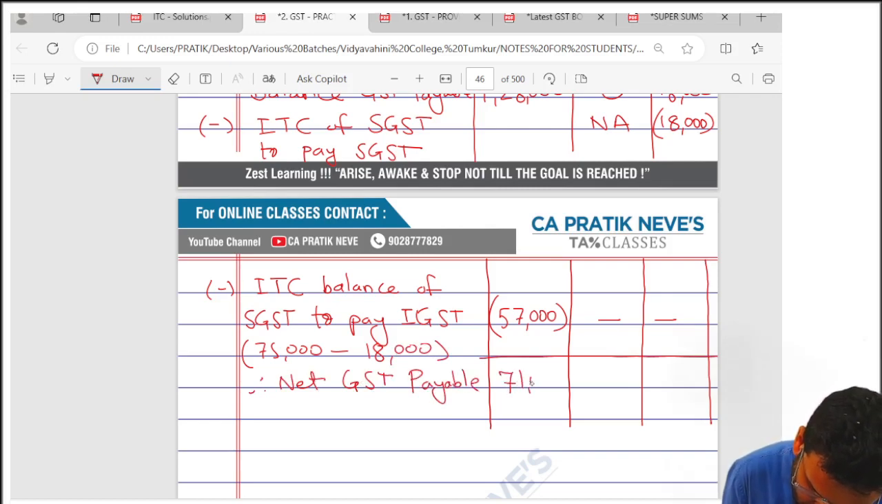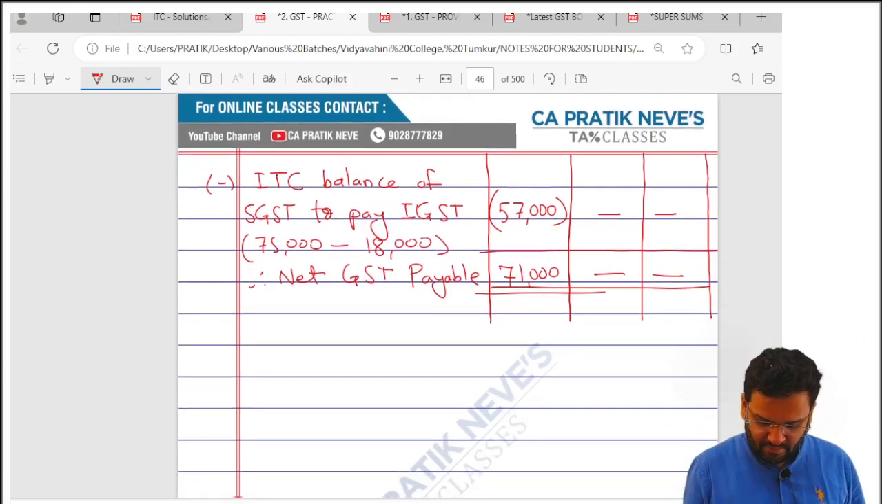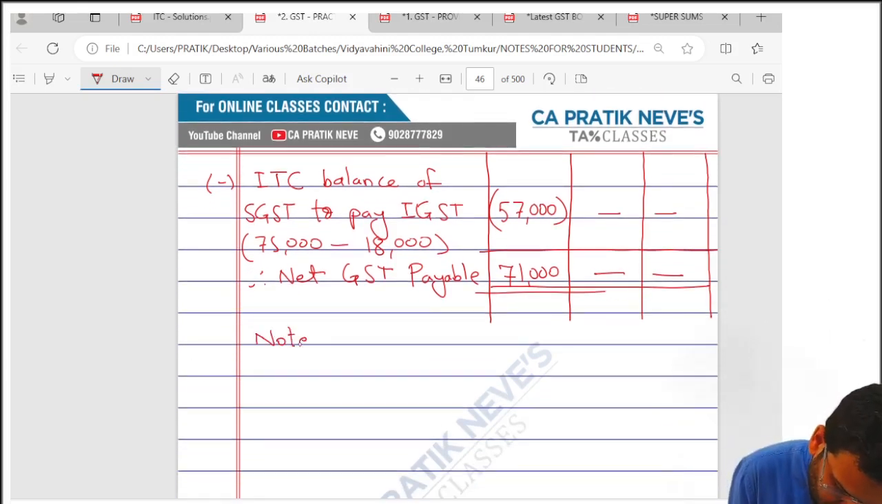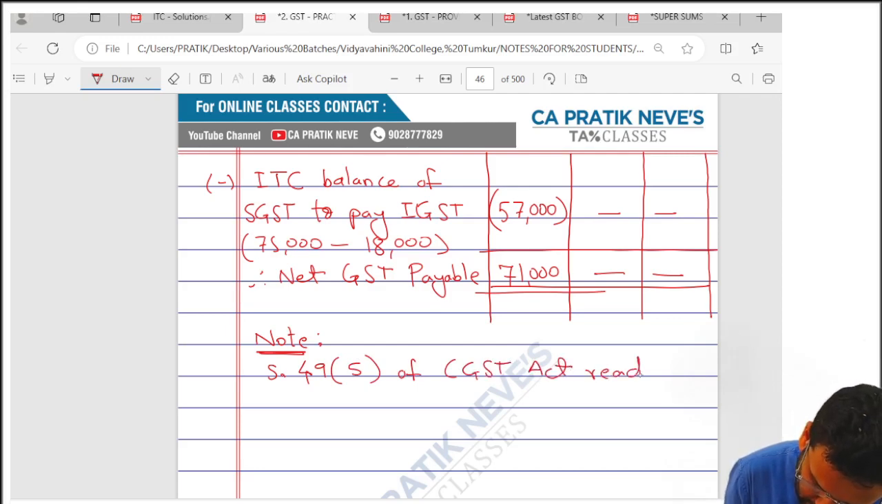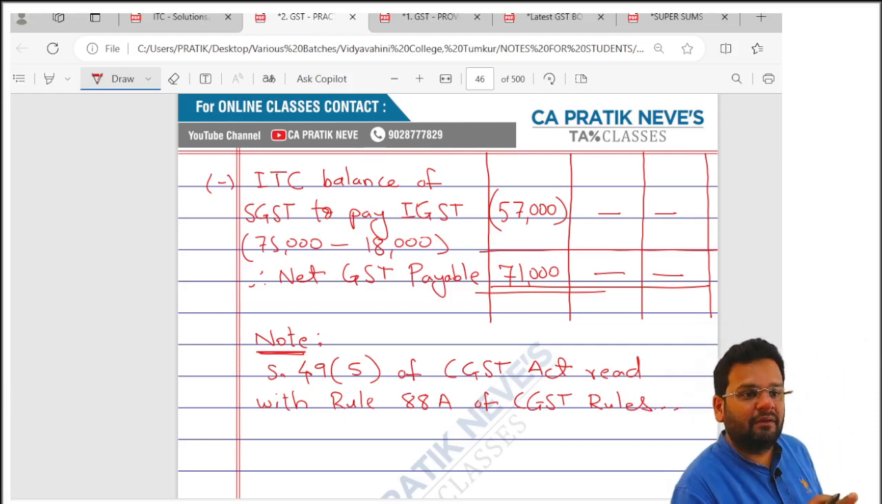70,000 of IGST. Then of course I am not repeating, but a note will come up of section 49(5) of the CGST Act read with rule. Agreed. Will you be able to tackle such issues?